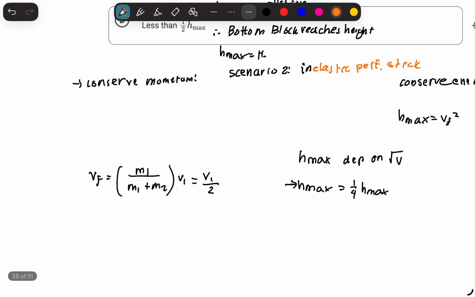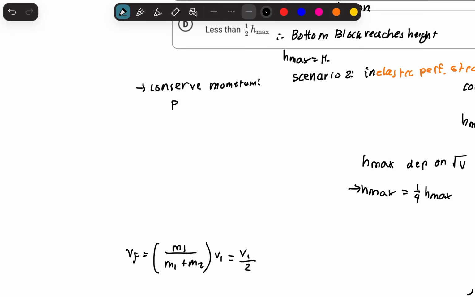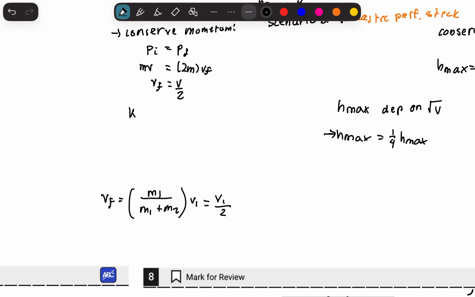So we can use conservation of momentum. We're going to start off with what our initial momentum is and make that equal to our final. So that's mv, and our final mass is 2m. We have vf, so your vf is equal to v over 2. Now we want to find the kinetic energy post the collision. Kinetic energy final is 1/2 2m, we have our vf, which is v over 2 squared.